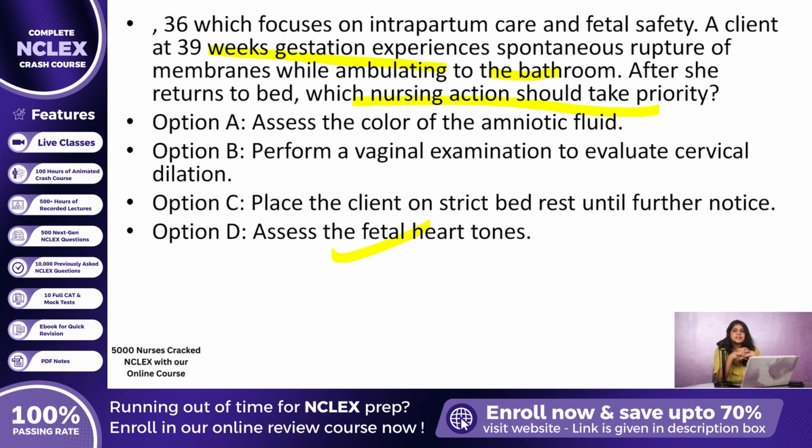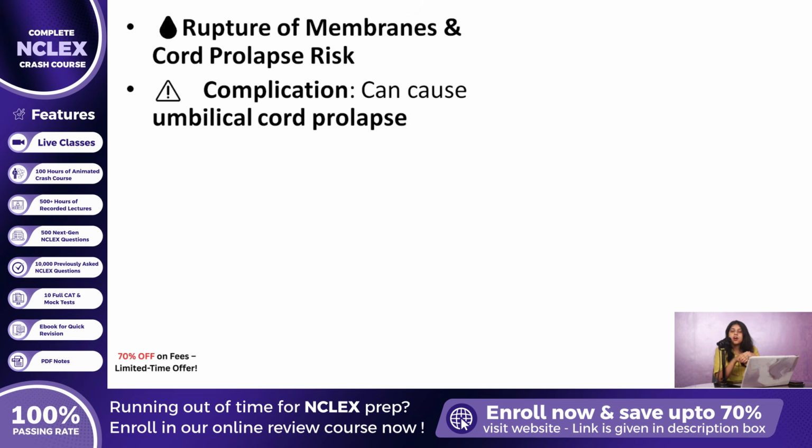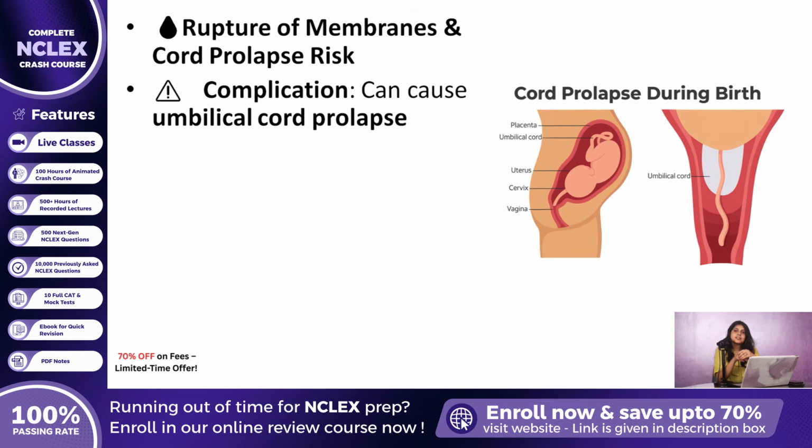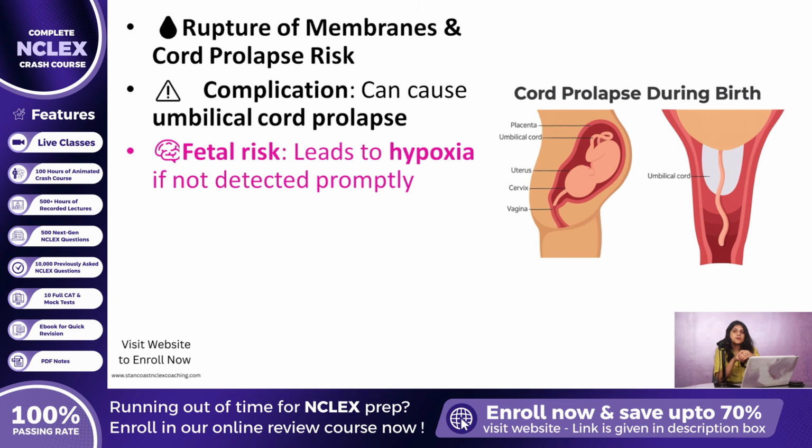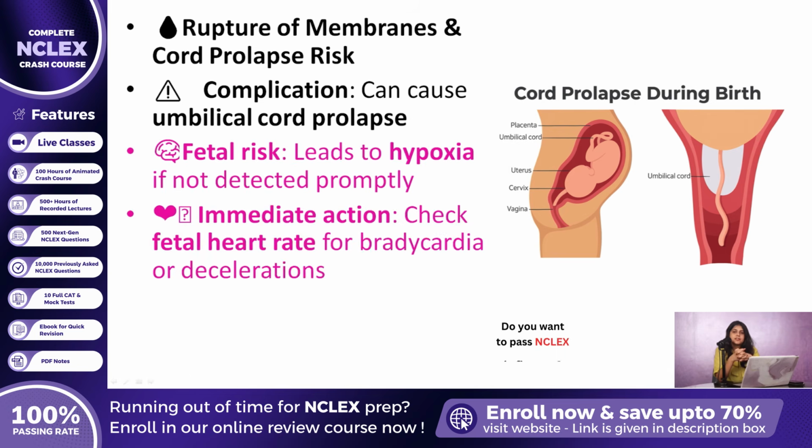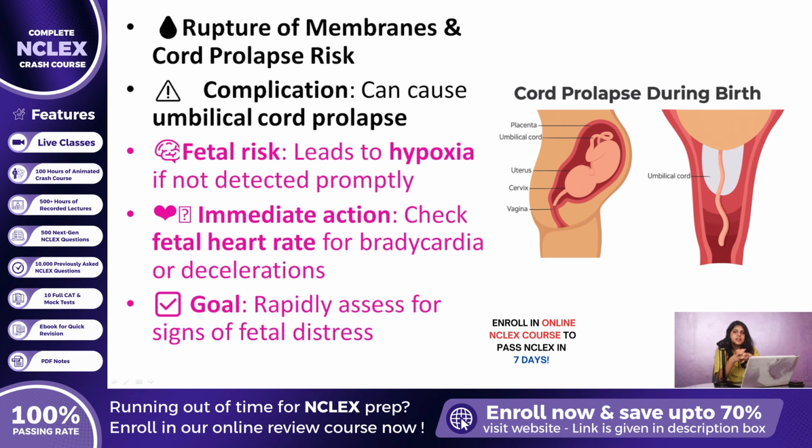The rupture of membranes can sometimes lead to cord prolapse, a rare but critical complication that places the fetus at risk for hypoxia. The quickest way to assess fetal well-being is by checking the fetal heart rate for any signs of distress such as bradycardia or variable decelerations.